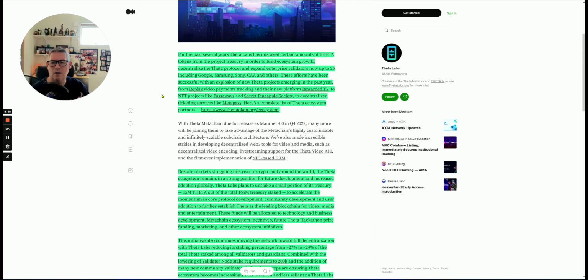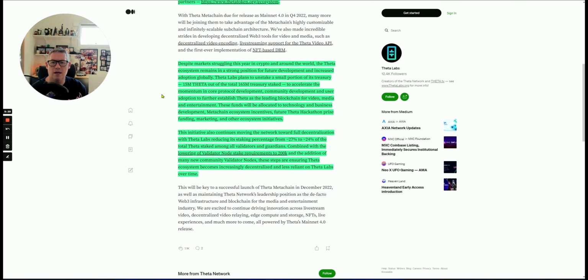First of all, the article states that in the past several years, Theta Labs has unstaked certain amounts of Theta tokens from the project treasury in order to fund the ecosystem growth, decentralize the Theta protocol, and expand enterprise validators up to 25, including Google, Samsung, Sony, CAA, and others. These efforts have been successful with an explosion of new Theta projects emerging in the past year, from replay video payments, tracking, and their new platform Reward TV, which we'll talk about in another article in a moment, to projects like Passaways, the Secret Pineapple Society, to decentralized ticketing services like MetaPass.